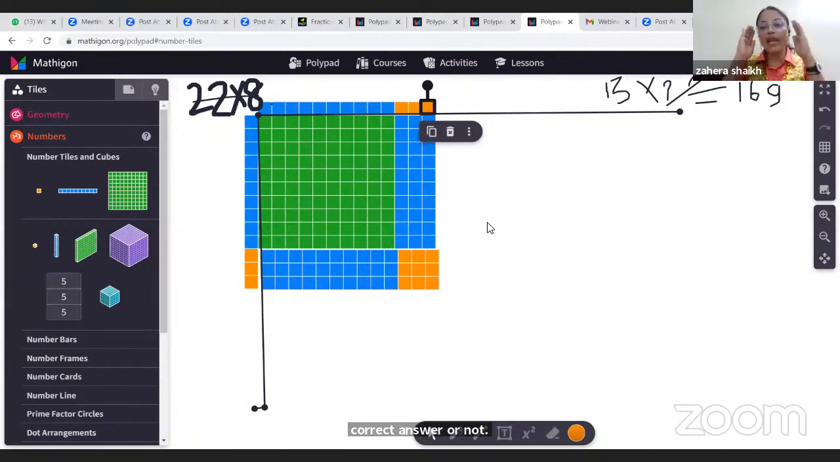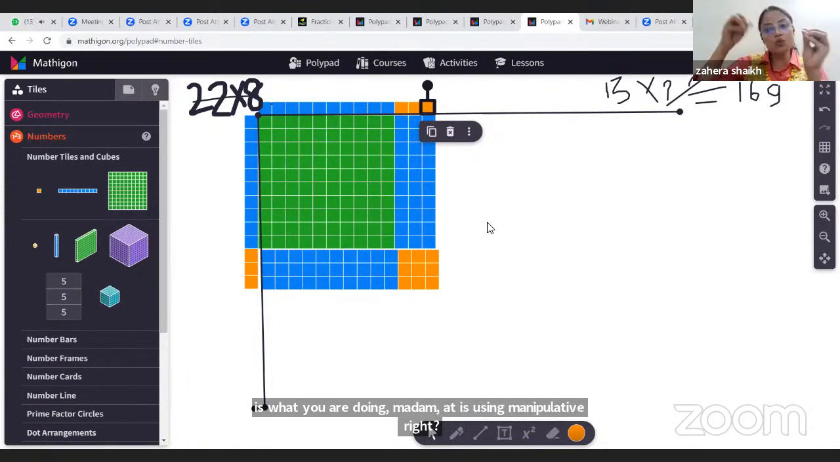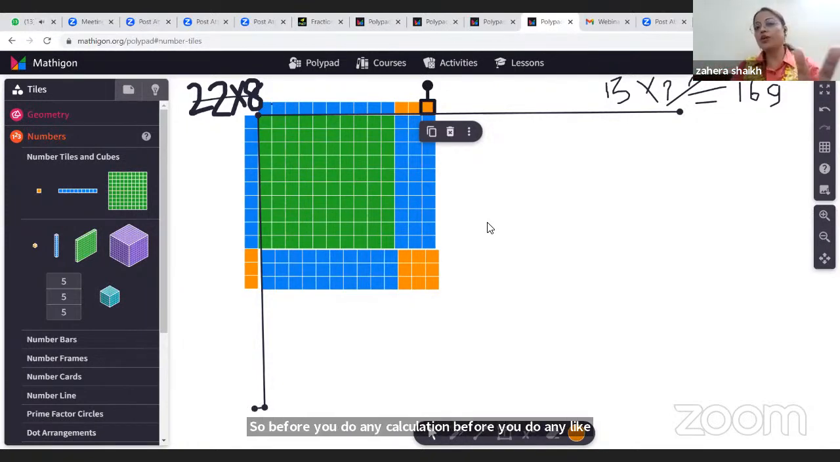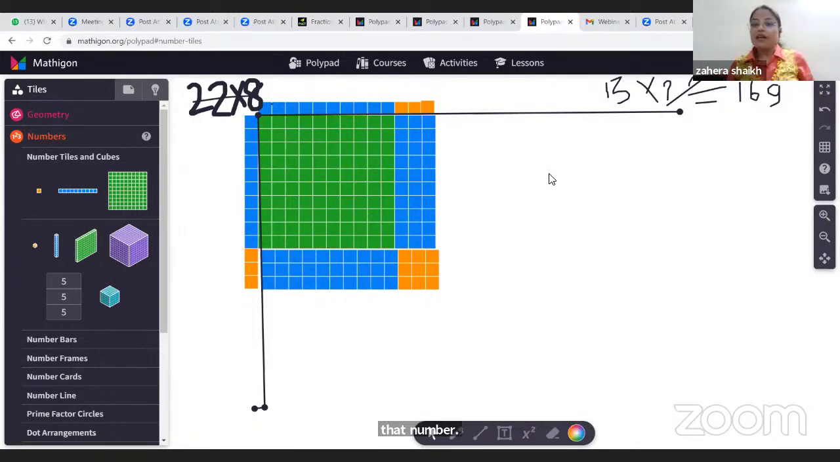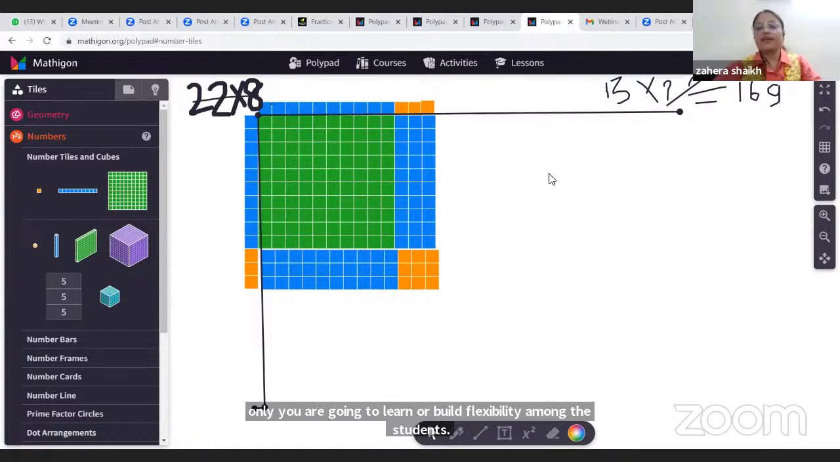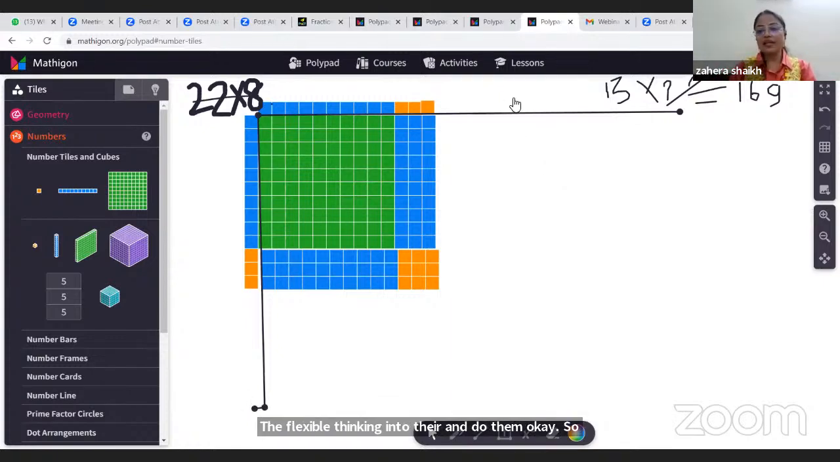Before you do any calculation or use any procedure, you go directly to the manipulative, understand the connection between the numbers, and understand how you can regroup and group to represent that number. Only then are you going to build flexible thinking among the students. Okay, so till here, any question?